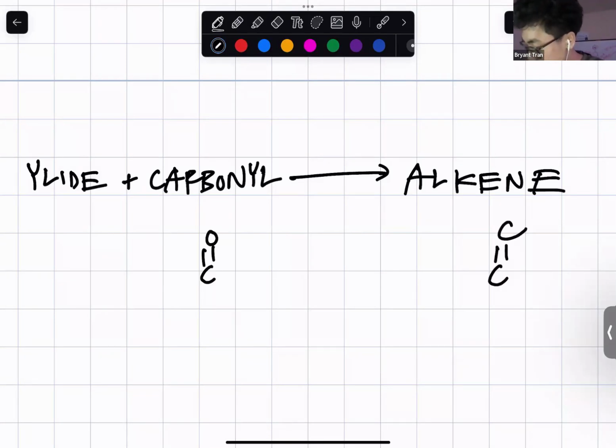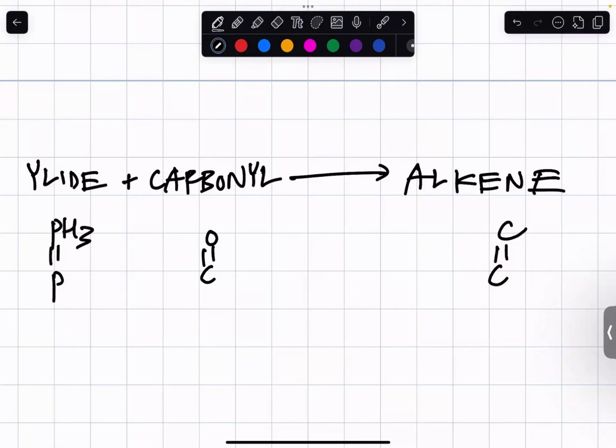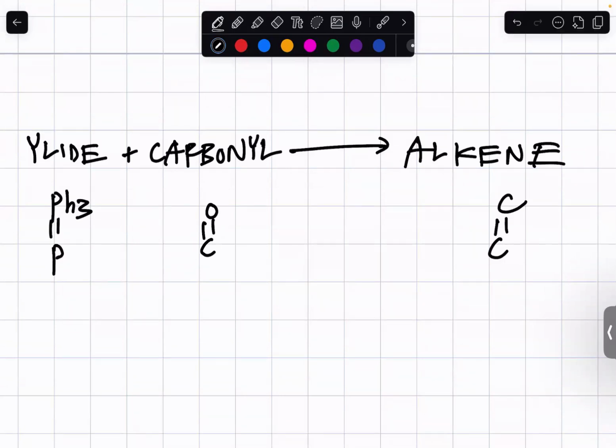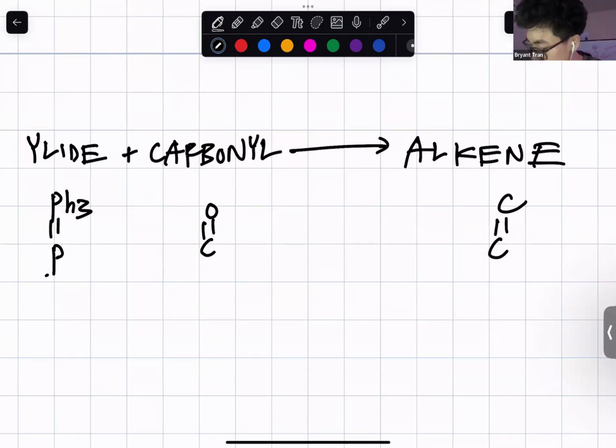The ylide is the weird one. It was like a PPh3, something like that, and then fragments of that. It's like a double bond to carbon with your stuff attached to it. Right. Like different fragments attached to the ylide and carbonyl.